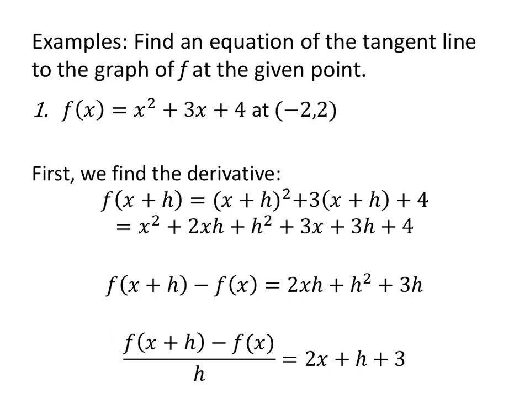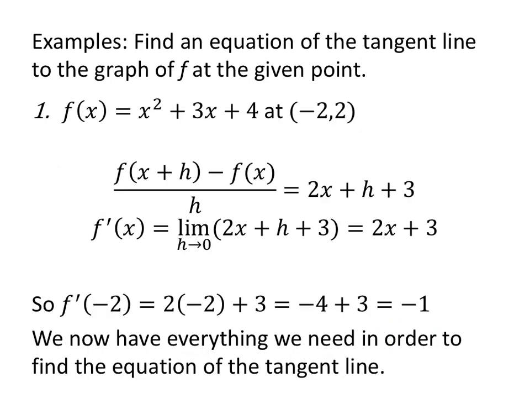And not just finding the difference, I'm going to go ahead and find the quotient as well. The difference that we just found, divide everything by h. 2xh divided by h is 2x. h squared divided by h is h. And 3h divided by h is 3. Now, we know the derivative is the limit as h approaches 0 of our difference quotient. When h goes to 0, we'll have 2x plus 3 as an equation of our derivative.